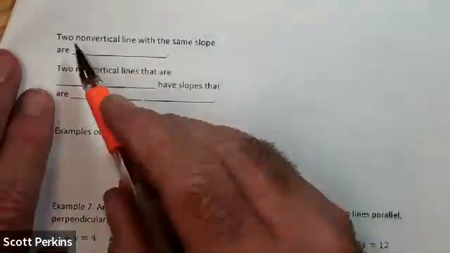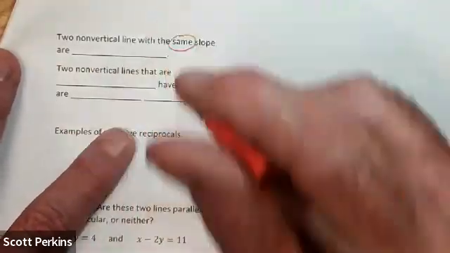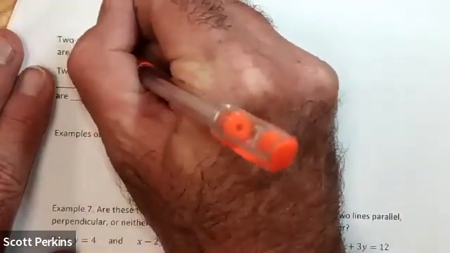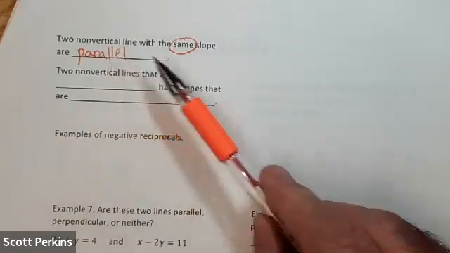So if you have two non-vertical lines with the same slope, two lines with the same slope are called parallel lines. Like train tracks are hopefully parallel lines. Parallel lines never get closer or farther apart. They never touch each other. They're always the same distance apart. But the only thing you need to remember is the word parallel means the slopes are the same.